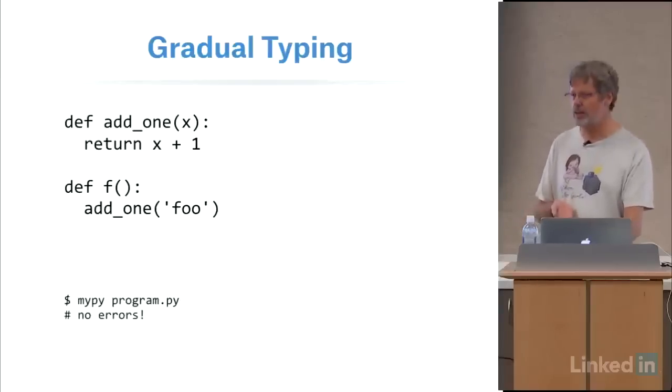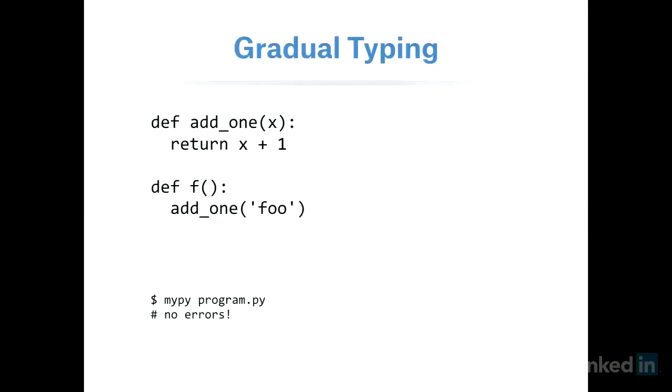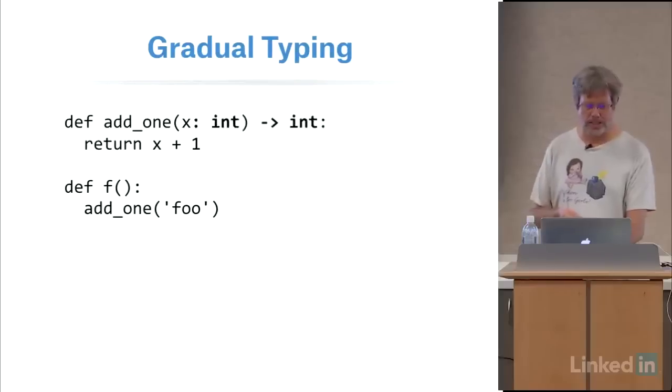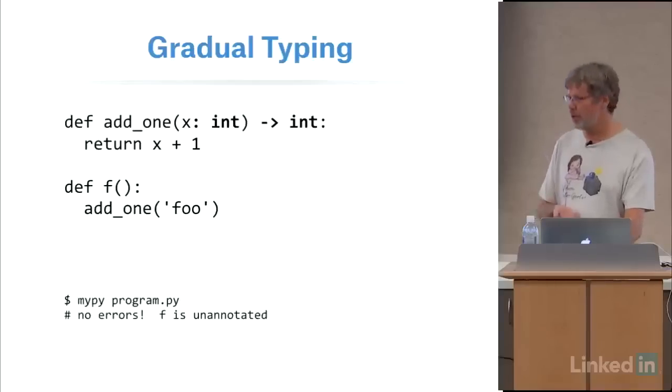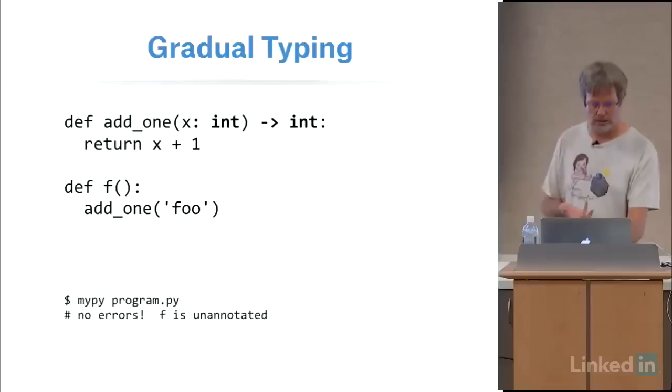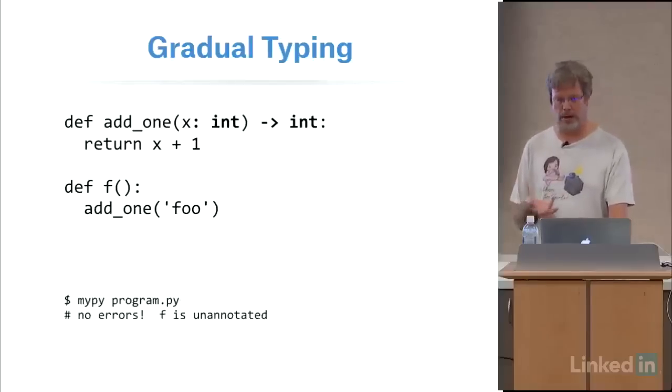If you type check this, it's kind of disappointing because it just says, I can't find any problems with this, because nothing's annotated. So let's add an annotation to the function that's being called. Well, unfortunately, because the call site itself is not annotated yet, it's still not finding anything.